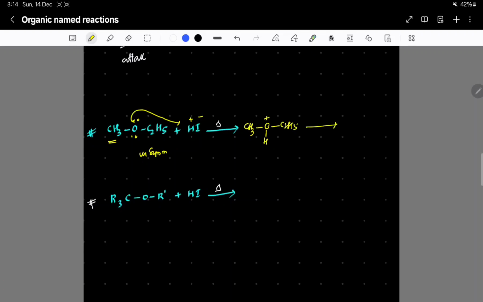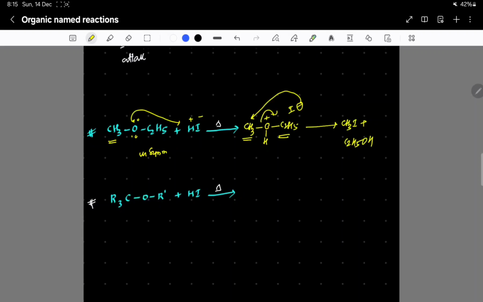Now I minus is present, and I minus has two possibilities. If I minus attacks this side, then ethyl alcohol is the product. If I minus attacks the other side, methyl alcohol is the product. Generally, methyl is the less hindered side, so I minus will attack here and this bond will break. The C-O bond breaks and the C-I bond forms. So your product will be methyl iodide plus ethyl alcohol.